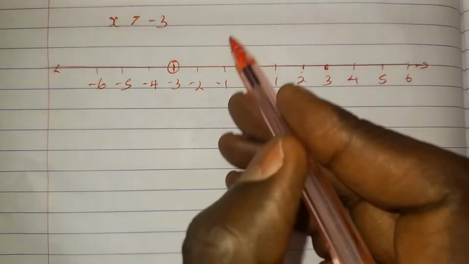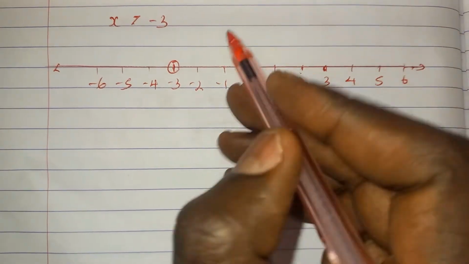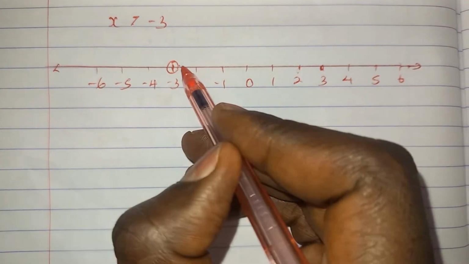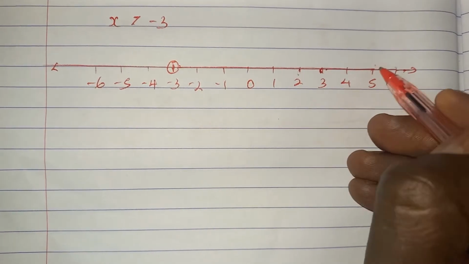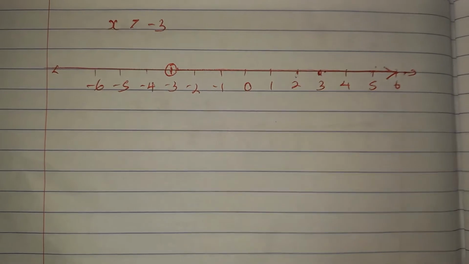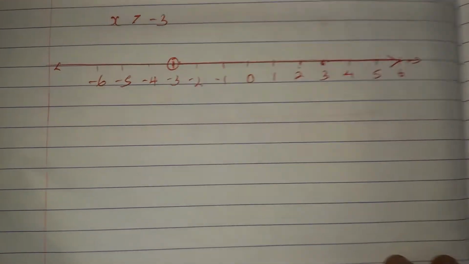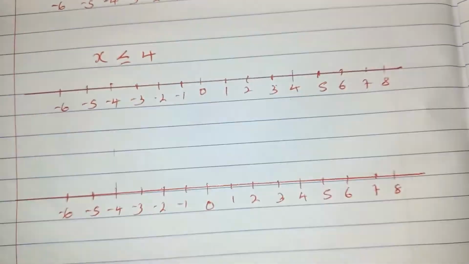Then, since the values of X are greater than -3, we shade all points to the right of -3. And as I said, we can put an arrow to indicate that the shading continues. Let's look at the third example. X is less than or equal to 4.